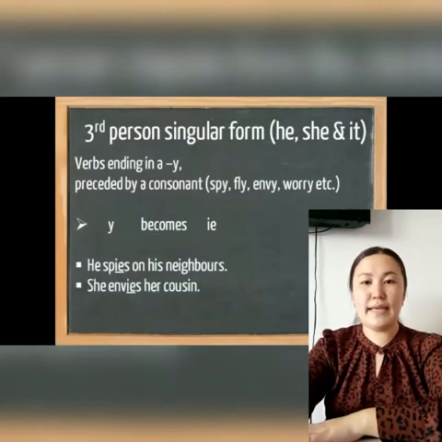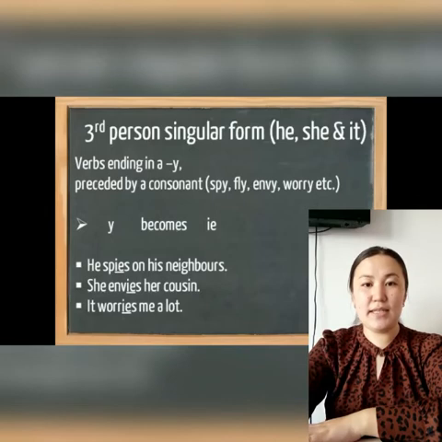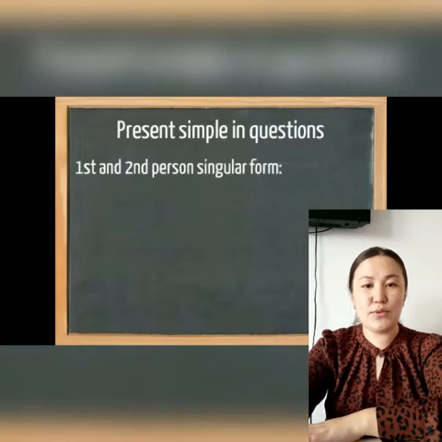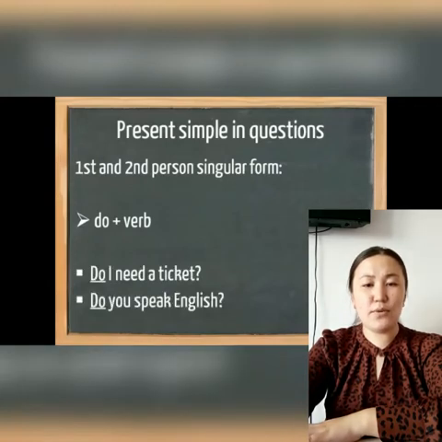Now let's take a look at the present simple tense in question. For the first and the second person singular form, we need the auxiliary verb to do and the infinitive form of the verb. For example, do I need a ticket? Do you speak English? The same goes for all plural forms.